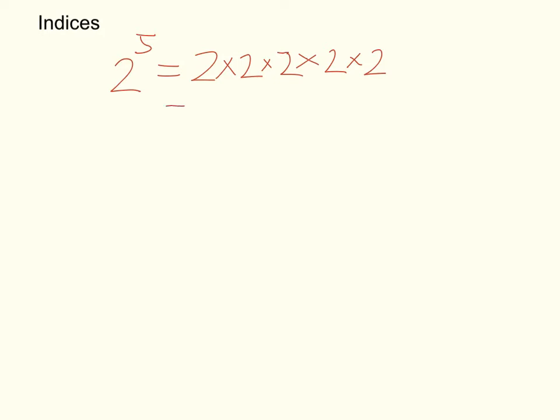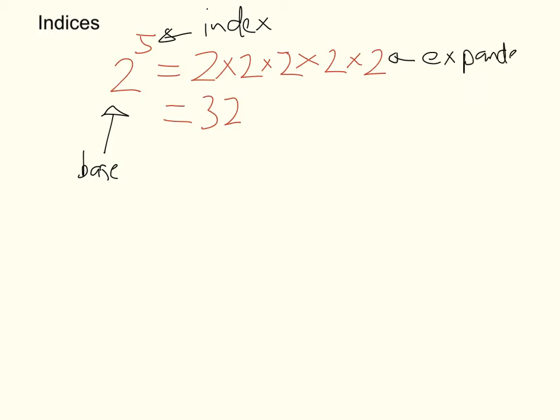Now we could go and write that as 32 as well. So that's simply by multiplying all those 2's together. And what we would call this is our base. 2 is our base. We would say 5 is our index or our exponent. Index just being the singular of indices, or indices being the plural. We'd call this one here expanded notation. And we call this a base numeral. Okay, so that's just a little bit of notation there.